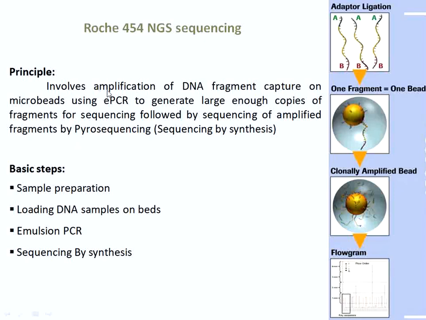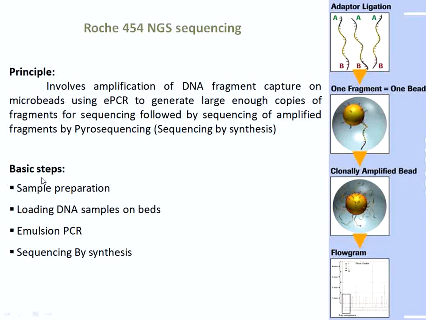In this sequencing technology, the DNA is first fragmented. Then this fragmented DNA is captured on a microbead, where emulsion PCR is carried out to generate a large number of copies of the captured fragment. After the generation of a large number of copies on the captured microbead, the DNA is sequenced by pyrosequencing technology, that is sequencing by synthesis using 4 different enzymes. So this is the basic principle behind Roche 454 sequencing.